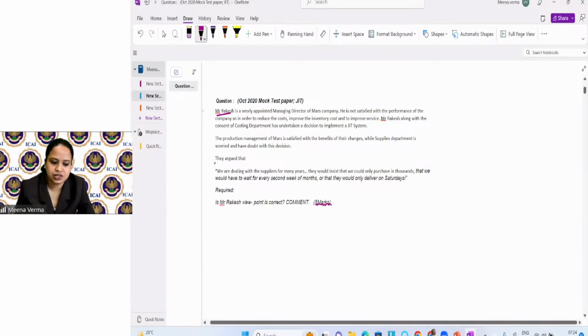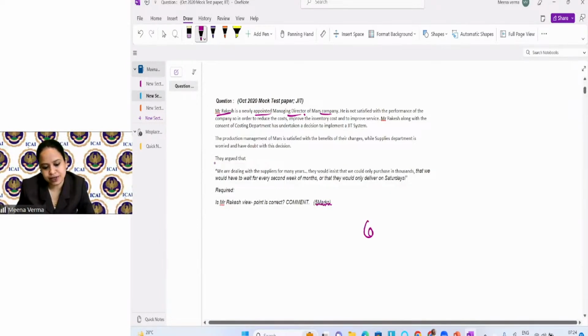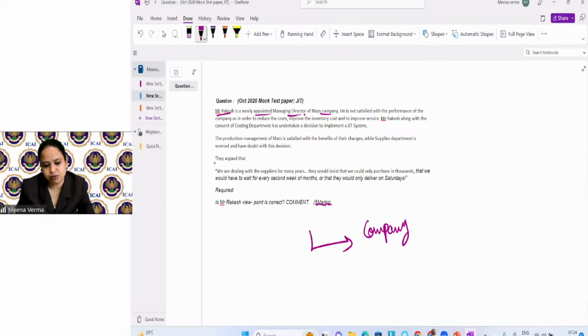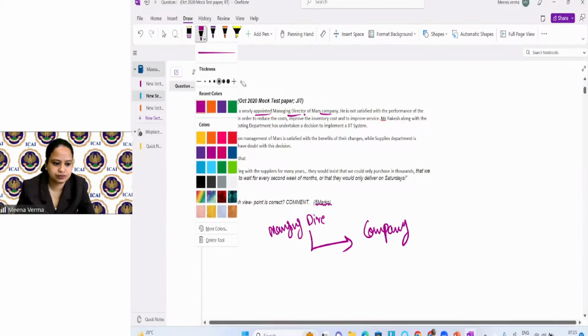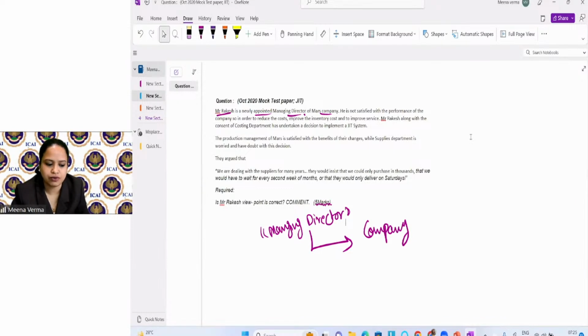Mr. Rakesh is a newly appointed managing director of a company. So there is a company, and in this company, a newly appointed managing director. All right, newly appointed managing director. He is not satisfied with the performance of the company.